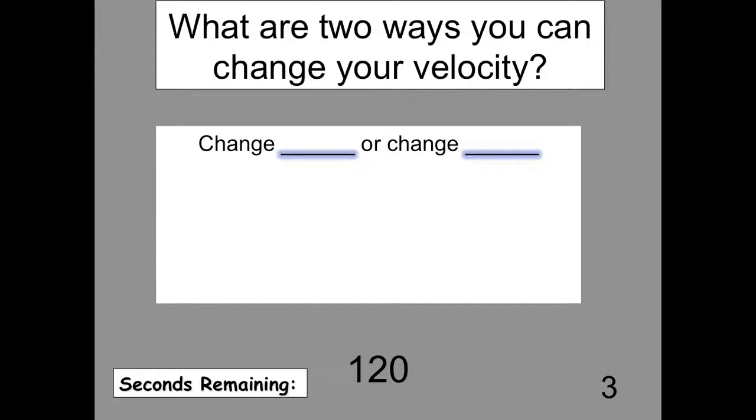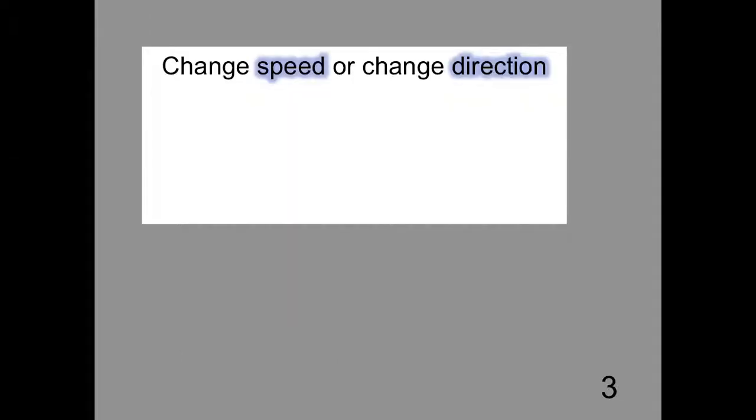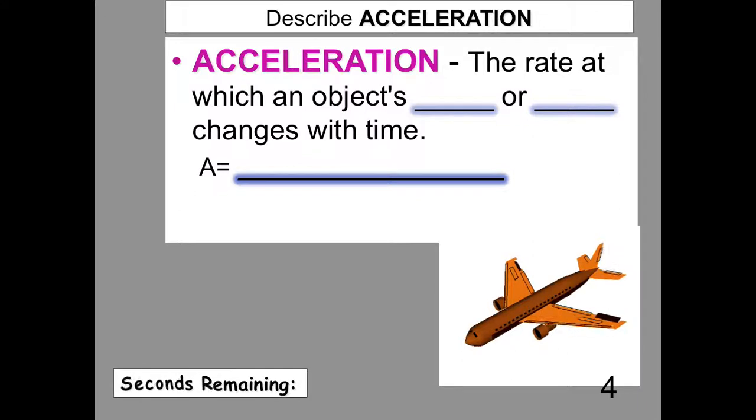What are two ways that you can change your velocity? Now think about what you know velocity to be. You can change your speed and change your direction. That will change your velocity or change your direction.